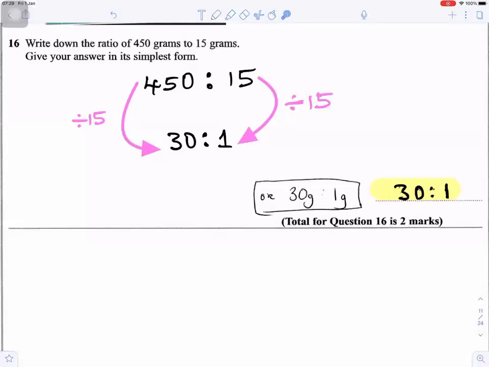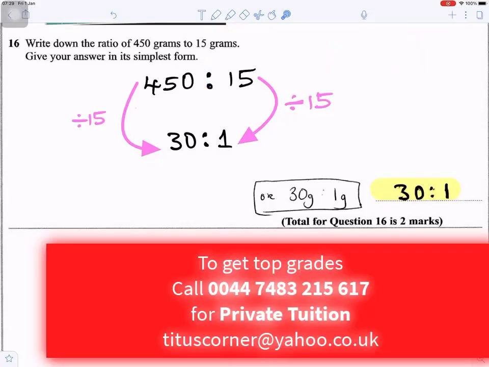Write down the ratio of 450 grams to 15 grams. Give your answer in the simplest form. So you want to write it in the simplest form. Simplify it. You can do 15 divided by 15 on the right hand side, which gives you 1. And 450 divided by 15 on the left hand side gives you 30. So the ratio is 30 to 1, the simplest form.